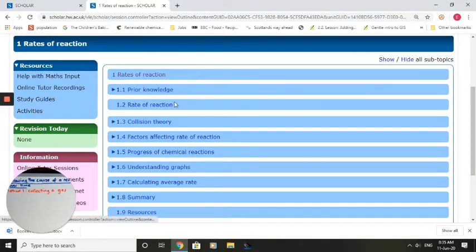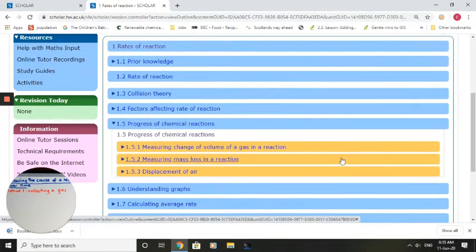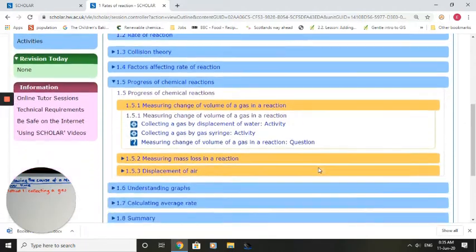So you've got prior knowledge, you've got a bit about collision theory and the factors affecting rate of reaction. So we've already covered that. So I'm just going to go straight to progressive chemical reactions. That really means the same thing as following the course of a chemical reaction. And the first one we're going to look at is measuring the change in volume of a gas.